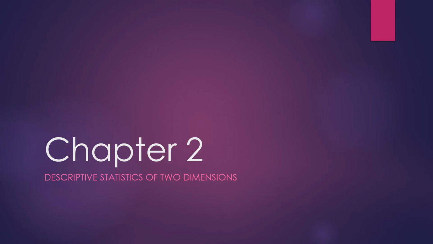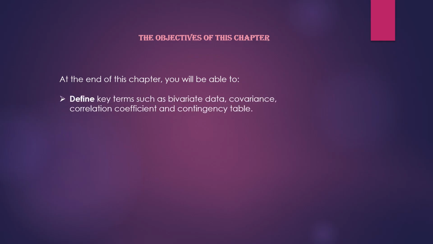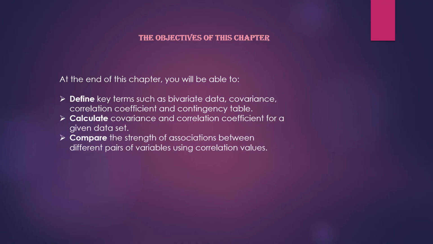Now let's go to chapter 2, which is about descriptive statistics of 2 dimensions. So what are the objectives of this chapter? At the end of this chapter, you will be able to define key terms such as bivariate data, covariance, correlation coefficient, and contingency table. Calculate covariance and correlation coefficient for a given dataset. Compare the strength of association between different pairs of variables using correlation values, and construct the regression line.